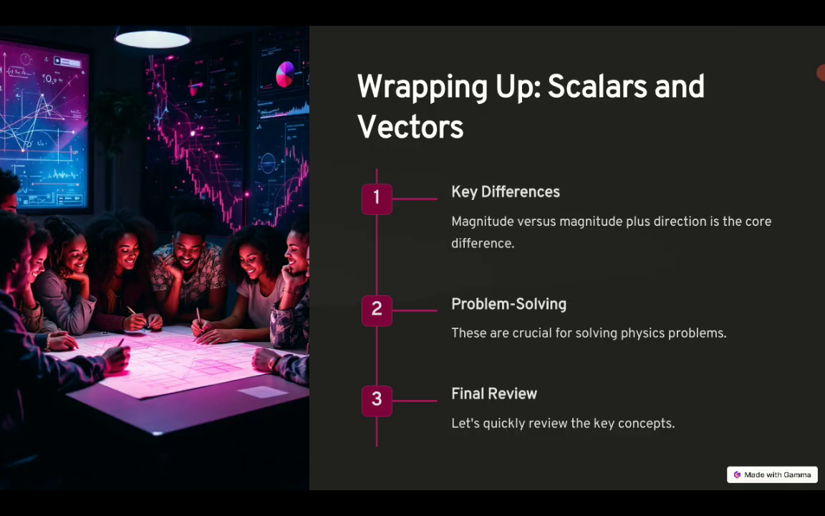So to wrap it up on scalars and vectors, we've looked at key differences. We are saying magnitude versus magnitude plus direction is the core difference between scalars and vectors. So vectors have magnitude and direction, but scalars have only magnitude. When it comes to solving problems, direction is very, very important when you're dealing with vectors. But when adding numbers, scalars, there's no need to consider direction.